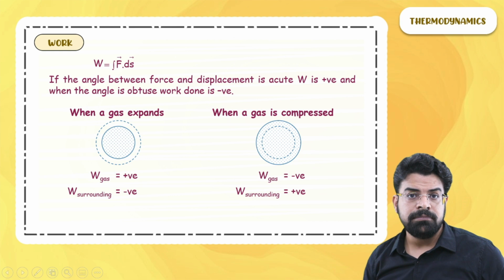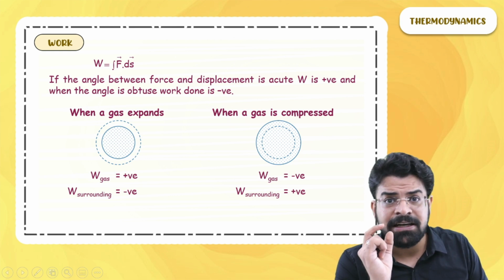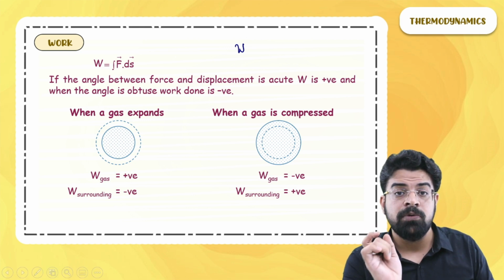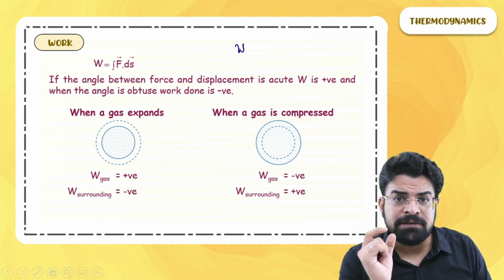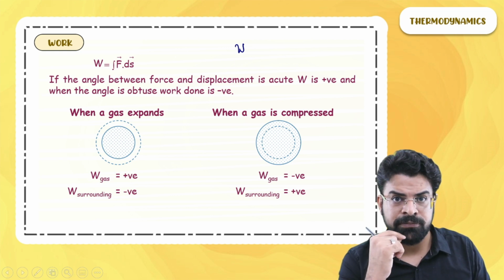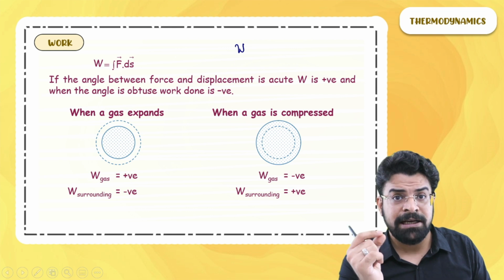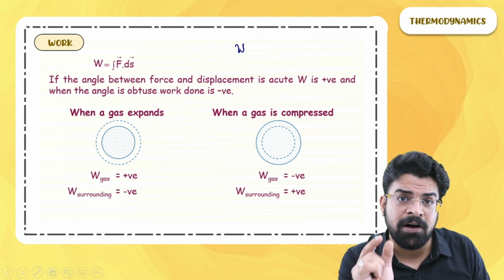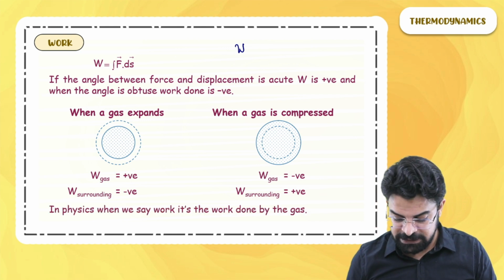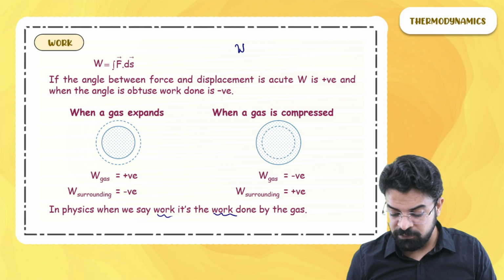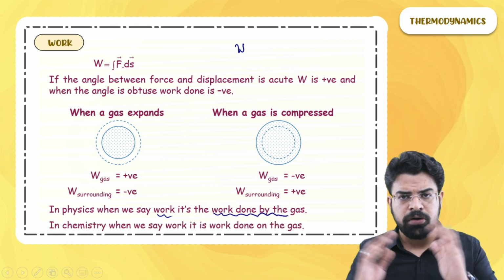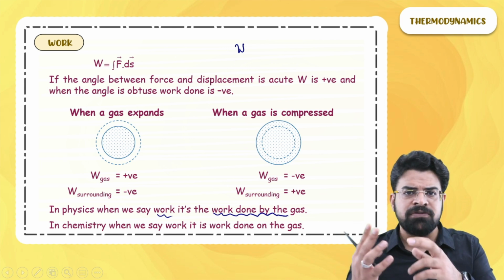Now, what is W in physics and what is the symbol W in chemistry? In physics, whenever we say W, it means the work done by the gas. In chemistry, whenever we say the word W, which represents the work done, it represents the work done on the gas. So in physics, when we say work, it means work done by the gas. In chemistry, every time they say work, just work, they do not mention work done by the body, work done by the gas, or work done by the surrounding.